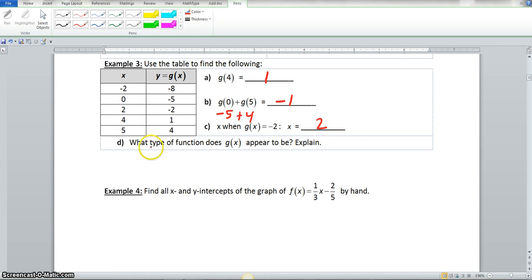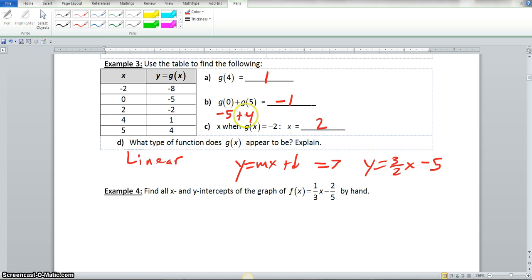Now for D, it says what type of function does g of x appear to be? Explain. It appears to be linear, and that is because it's a perfect model for our slope-intercept form. If we wrote this out, this would give us y is equal to 3 halves x minus 5.